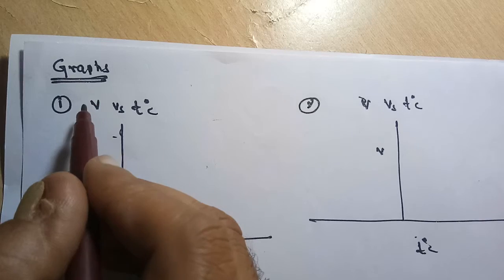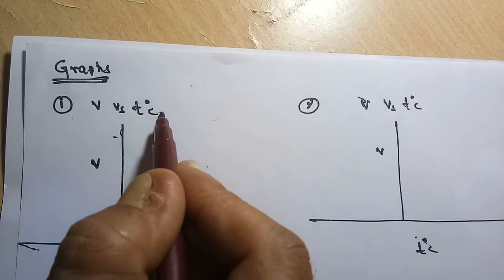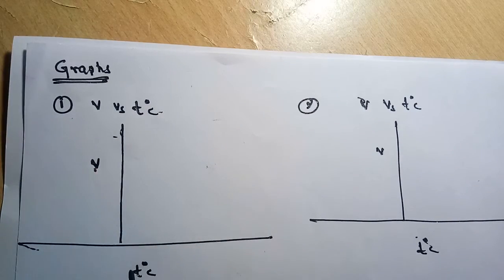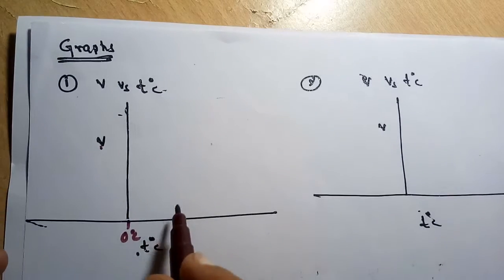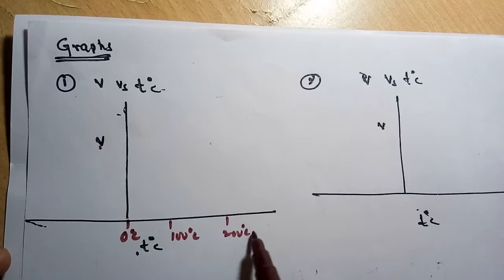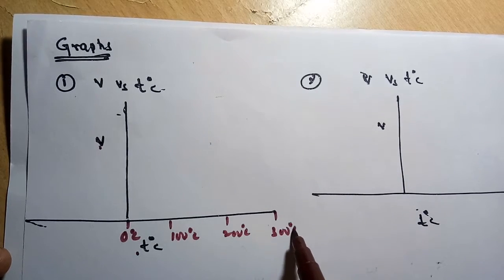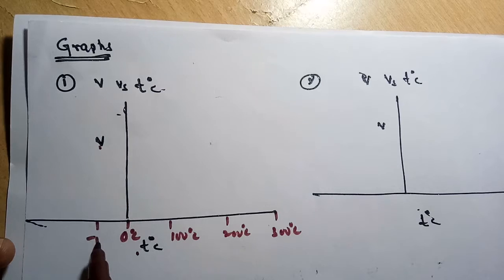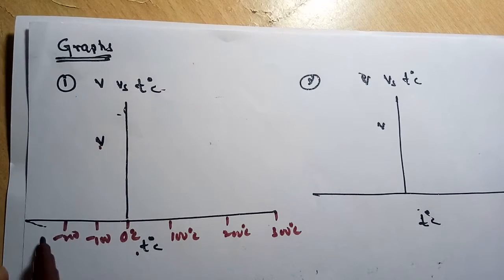Next graphs. Volume versus temperature. Volume is on the y-axis, temperature on the x-axis. Here 0 degree centigrade, here 100 degree centigrade, here 200, here 300 degree centigrade. Here minus 100, minus 200, minus 300.